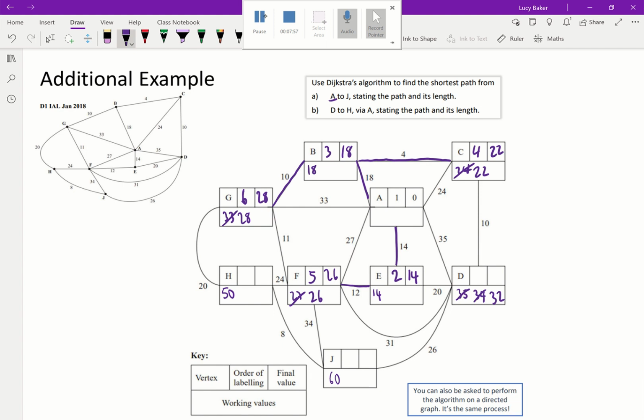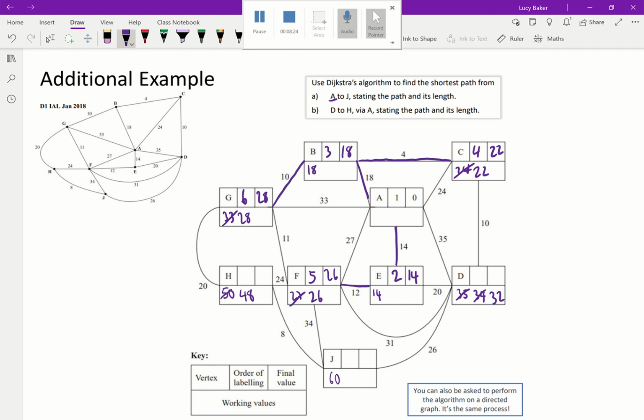Okay, G is number 6 then, and I now need to consider if I can add any distances onto my diagram that might be shorter than the ones I already have. So, for example, going to H from G, that would be a total distance of 28 plus 20, which would be 48. So that's a little bit closer than going via F. And that's the only one I haven't been to yet. So that's all I can add there.